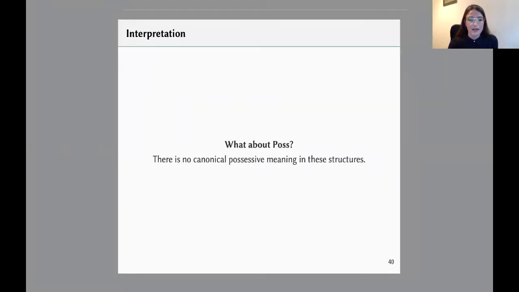Now, what about pos, right? So there's no canonical possessive meaning in these structures. So what is pos doing? It's not really something that we might expect to see from a semantic perspective.